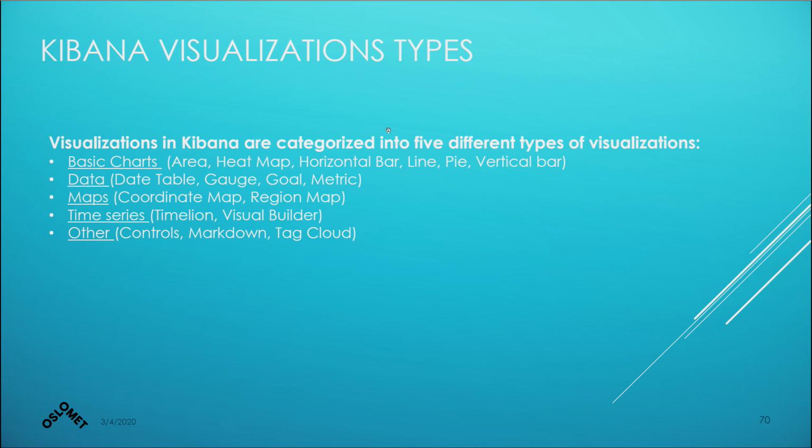So visualizations in Kibana are categorized into 5 types. You have basic charts like area, heat maps, horizontal bars, lines, pies, or vertical bars. Then you have data visualizations, like a data table, gauges, goals, or metrics. You have maps like coordinate maps and regional maps. You have time series, which I would like to try if it works with Prometheus and InfluxDB. Then you have others, and you can create your own.